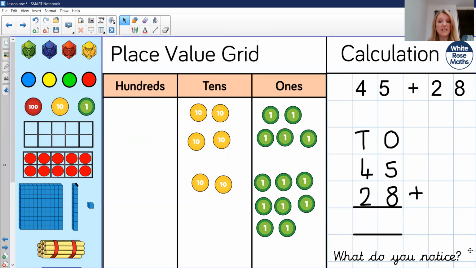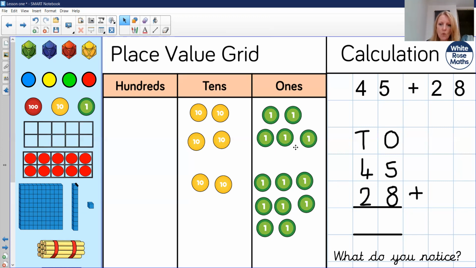Well, hopefully you've noticed that, oh my goodness, look at all those ones in the ones column. We can't have that number of ones in the ones column. So what we need to do is to regroup. So how many ones make a 10? Well, it's 10 of them. So let's see if we can find 10 ones. 1, 2, 3, 4, 5, 6, 7, 8, 9, 10.